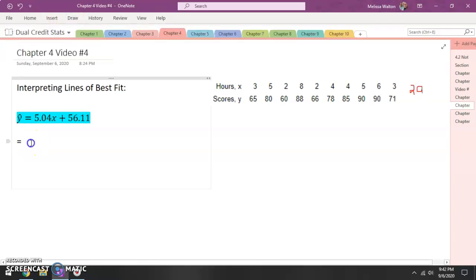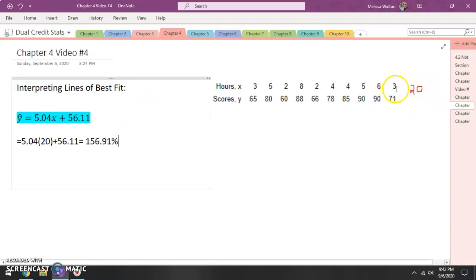So if I were to use this equation to predict the score of somebody that studied for 20 hours, let's take a look at what I would end up with. When I type that in, I end up with a test score of 156.91%. Ha, that'll show them.